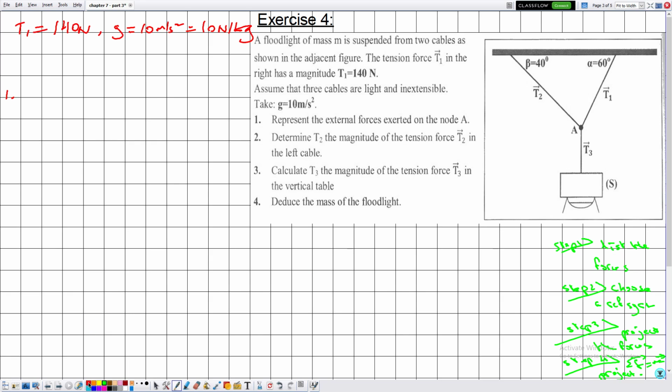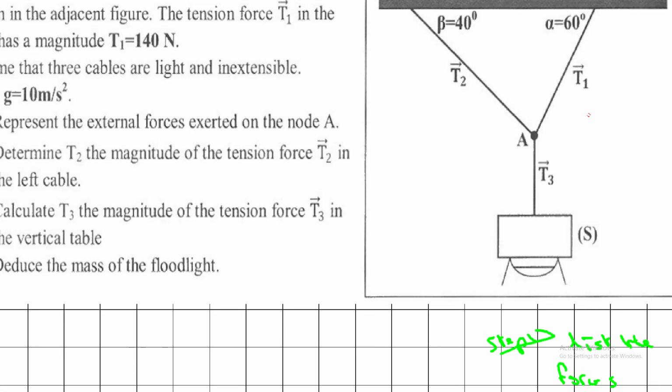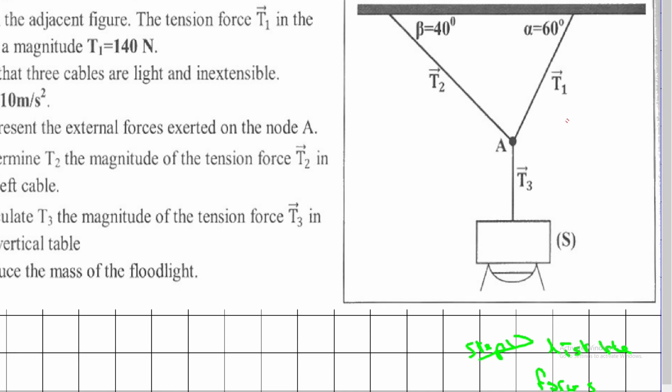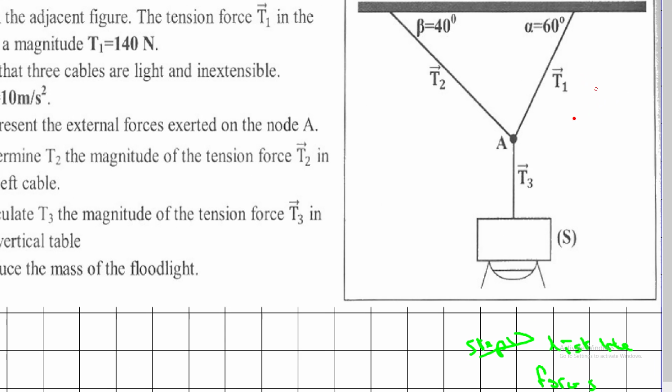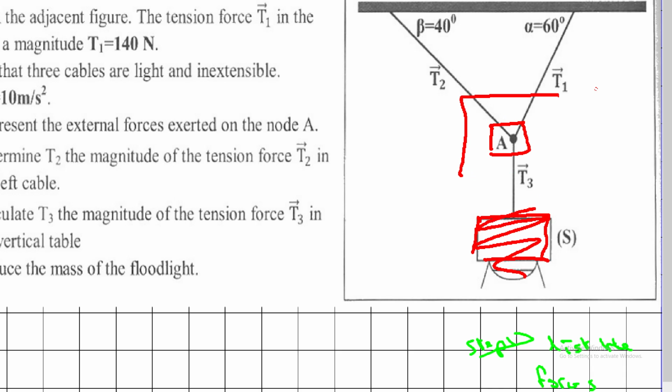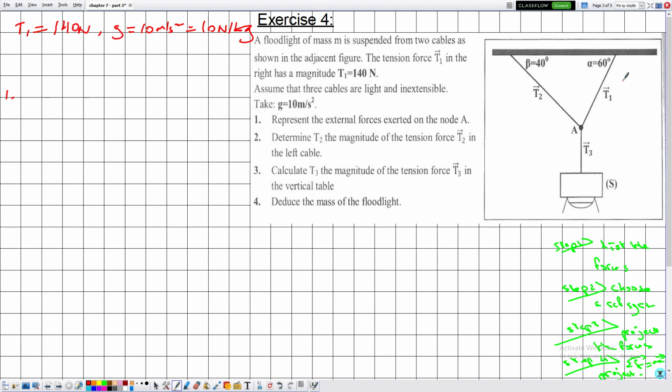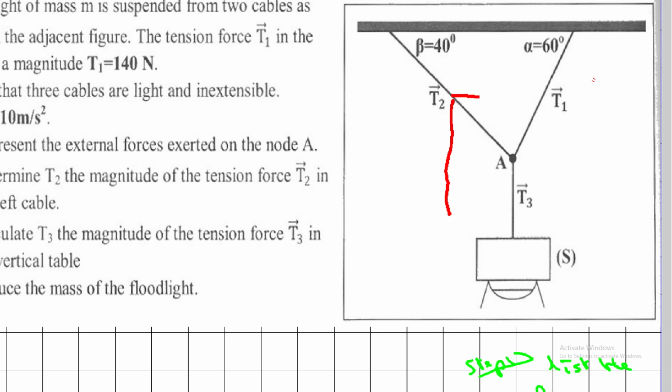Now in number 1 we need to represent the forces acting on the node A. The note that I wanted to make is that in a problem several bodies may be included in the system. So here the system is made up of two bodies, the body A and the body S. Here we need to be careful. They are asking me about the forces exerted on the node A. So we ignore the body S, we only take the body A and we represent the forces that are only acting at the body A. So only consider the body A.